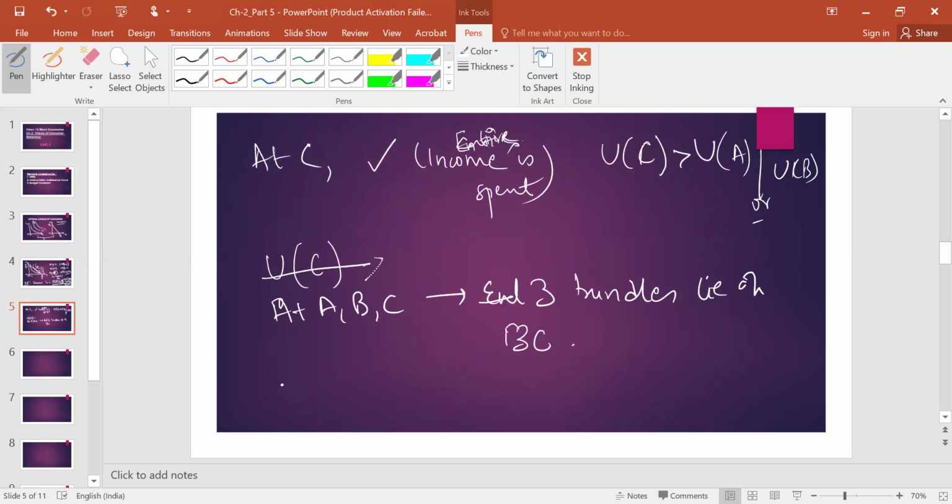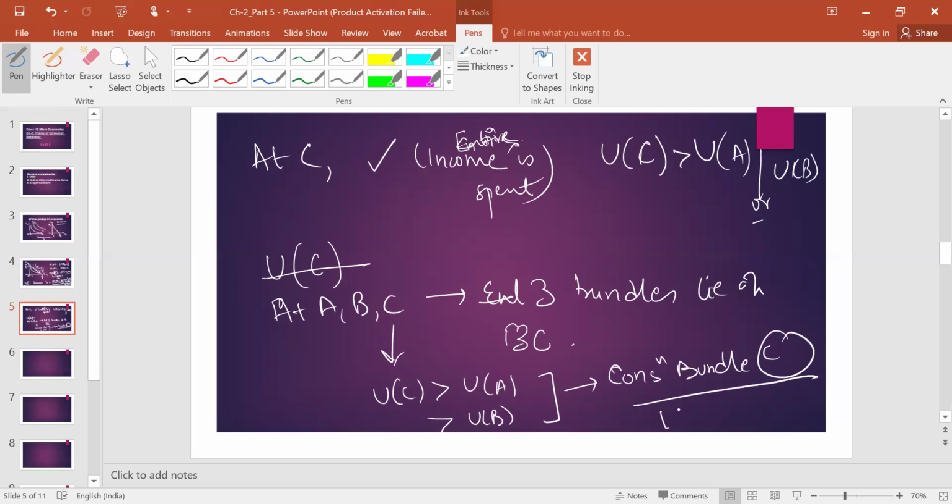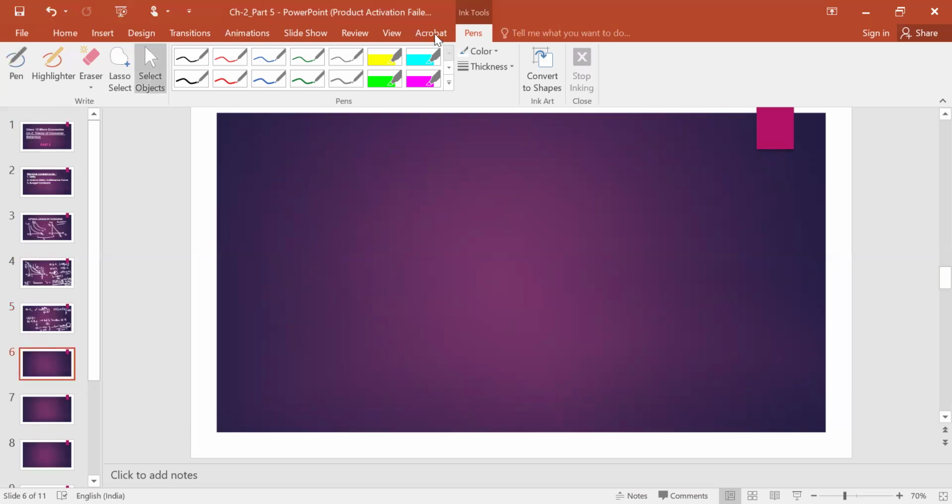However, at one consumption bundle, utility of C is greater than utility of A and greater than utility of B. So, since we are assuming that the consumer is rational, he would like to move to a higher indifference curve. And given his or her income and prices are same, he would be getting higher utility when he consumes consumption bundle C, right? So the consumption bundle C is the point where the IC curve is, I'll just move to the next slide.